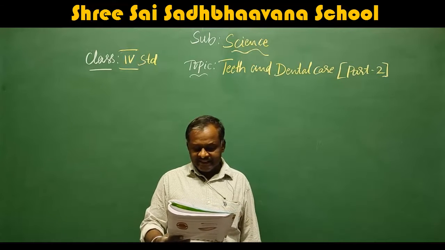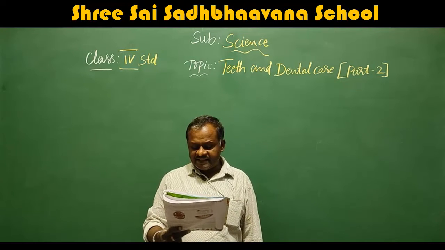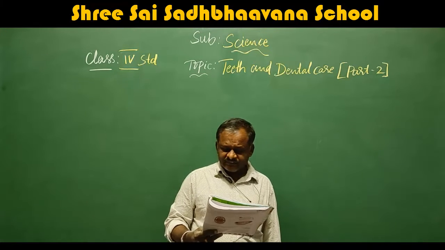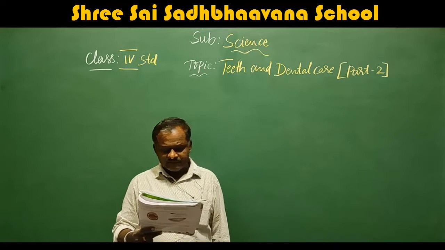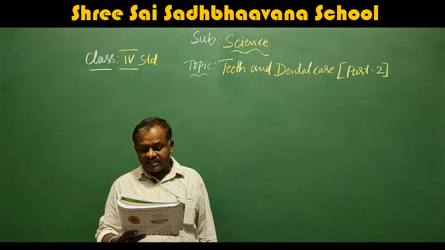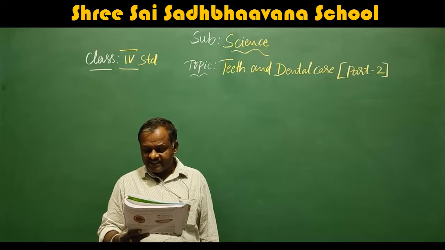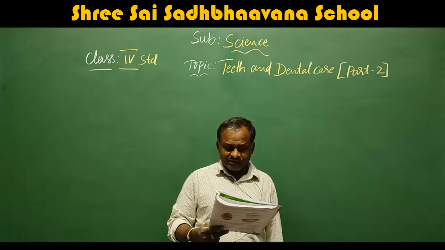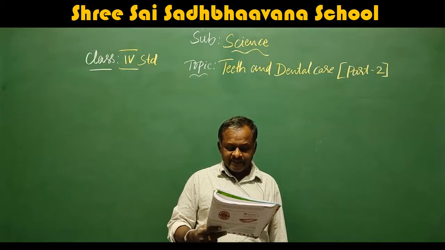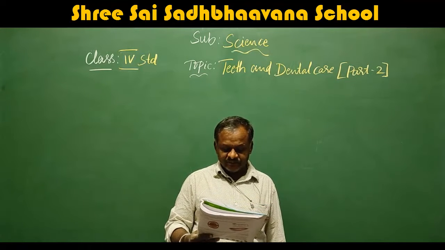Next come to dentine. Under the enamel lies the dentine. It makes up the largest part of the tooth. It is not as hard as enamel. It is like a bone which supports the enamel. It is made up of calcium.